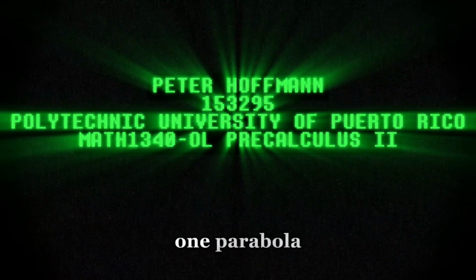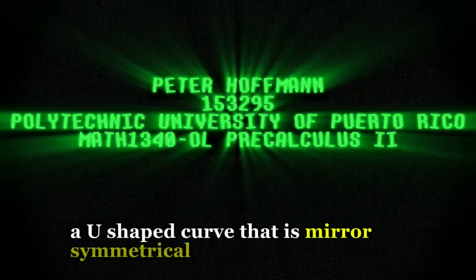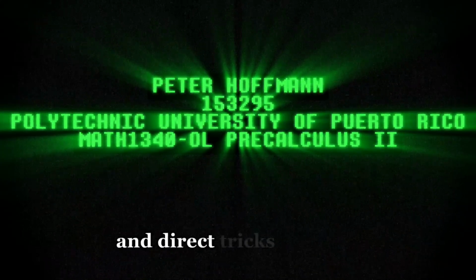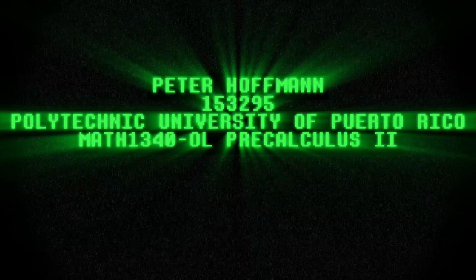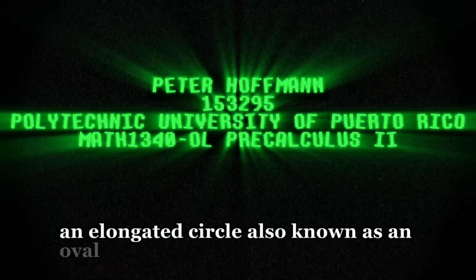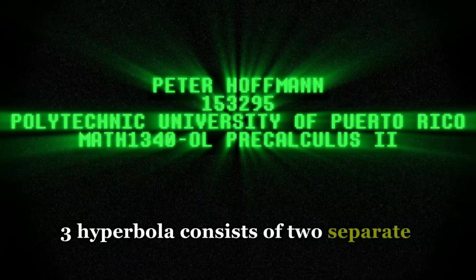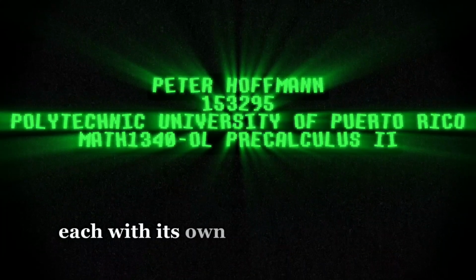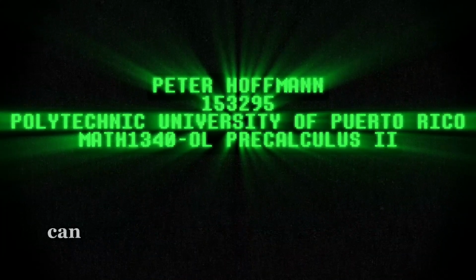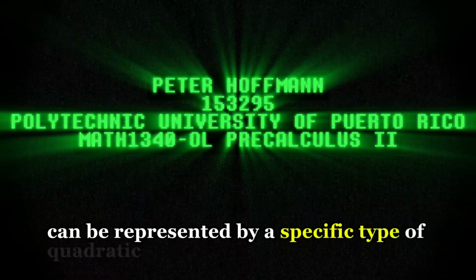1. Parabola, a U-shaped curve that is mirror symmetrical and has a single focus and directrix. 2. Ellipse, an elongated circle, also known as an oval, with two foci. 3. Hyperbola, consists of two separate curves called branches, each with its own focus. Each of these shapes can be represented by a specific type of quadratic equation.